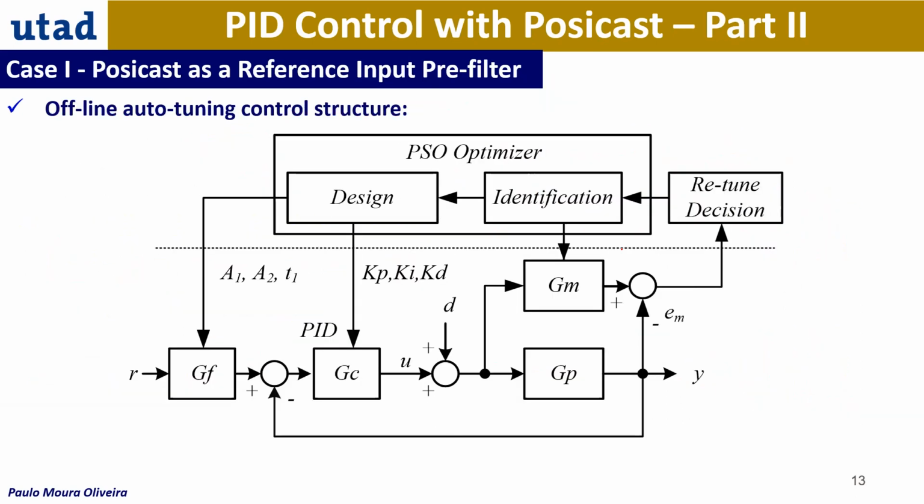So what we have proposed is a technique in which we have to have a model of the process. This is the process. GM is the model of the process. So we are going to compare the model with the process always, and we have this error, the error from the model. And based on the analysis of the error of the model, we may take the decision of retuning the system. To retune the system, we have to identify a model again using classical techniques, and then design, or use optimization techniques, and then design both the PID controller and the half-cycle Posicast for the new model.